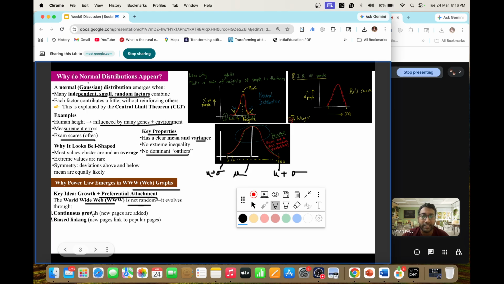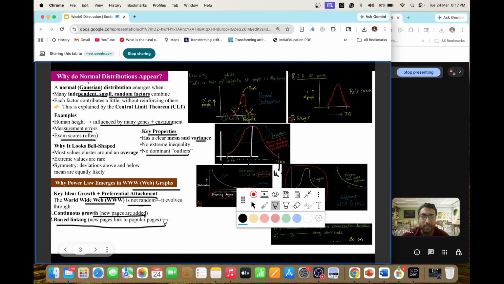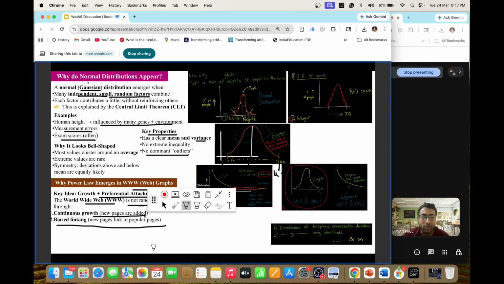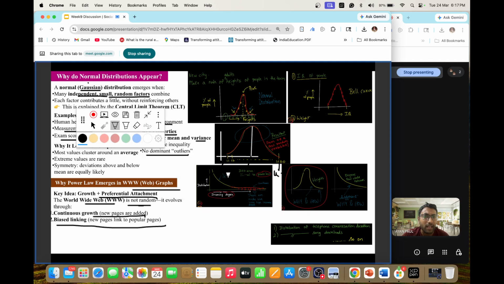It evolves through continuous growth, meaning new pages are added, and biased linking, meaning new pages link to popular pages. So that is why the WWW follows a power law distribution, not a normal or Gaussian distribution. Because we have this continuous growth and biased linking, new pages are added linking to popular pages. So what is the mechanism behind this curve? A web page with many links is more likely to receive new links, that is, the rich get richer.